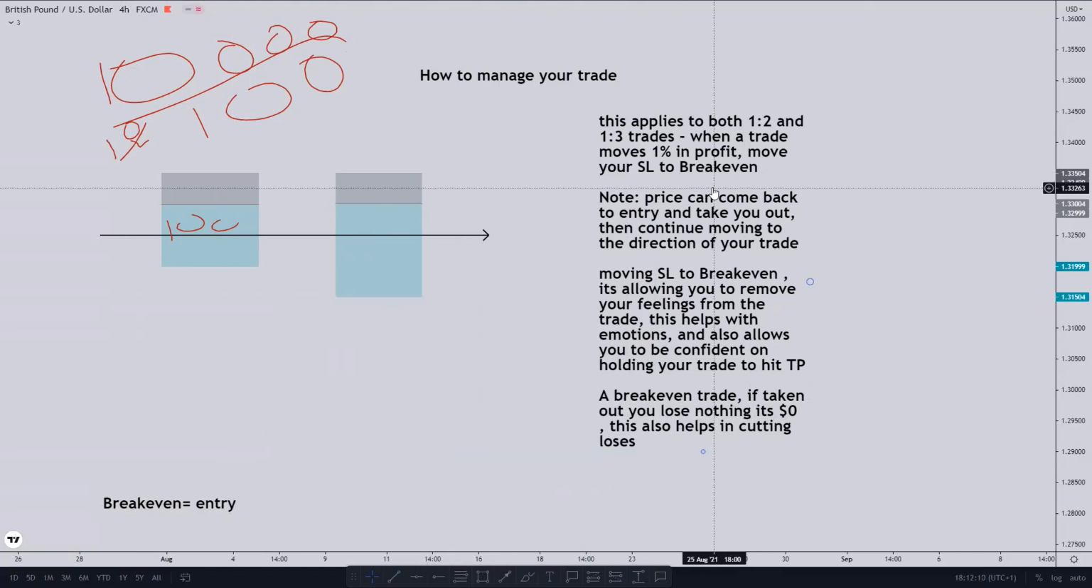So this applies to both 1 to 2 and 1 to 3 trades. When a trade moves 1% in profit, move your stop loss to break even. I'm going to show you guys that now.